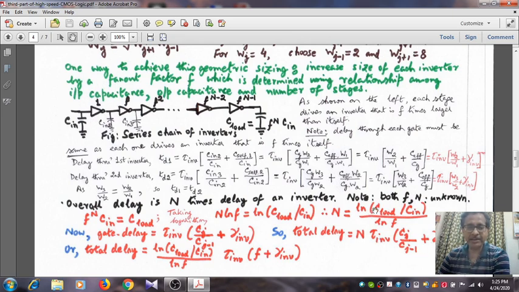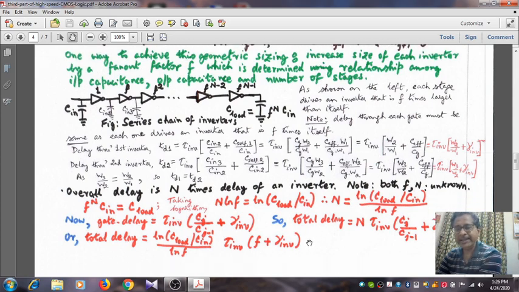Again, N is related to F in this manner, so we can write the total delay expression where the only variable is F and also, to some extent, gamma inverter. So total delay becomes log of C load by C in upon log of F multiplied by tau inverter, that means 7.5 picoseconds for a 130 nanometer process, into F plus gamma inverter. Now typically gamma inverter depends on the self capacitance, and if you do not neglect the wiring or interconnect capacitance, then it depends not only on the junction capacitance but also on the wiring capacitance.